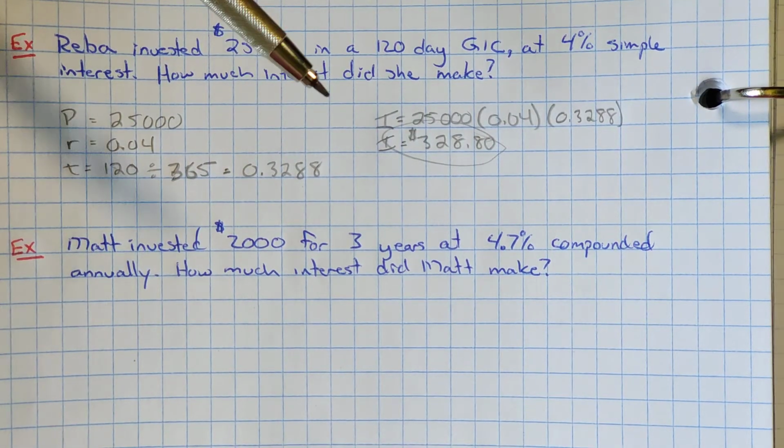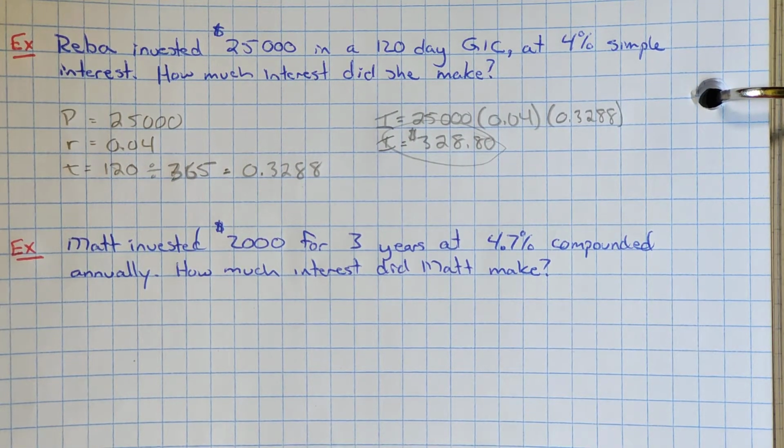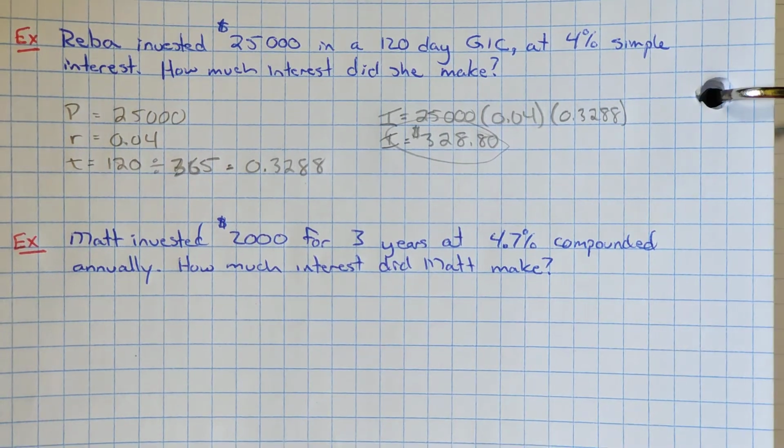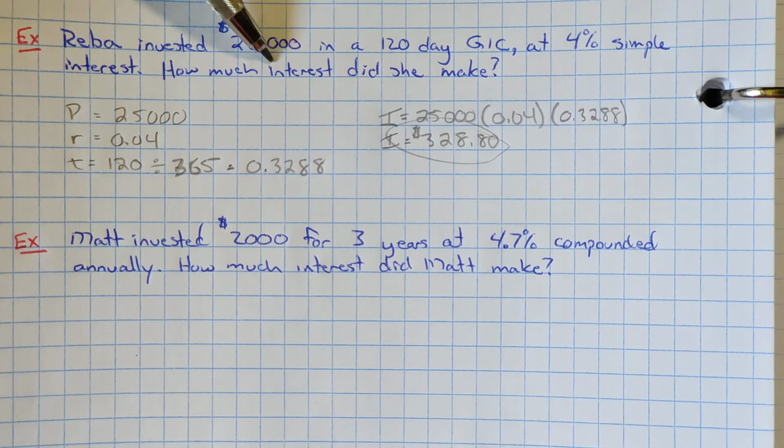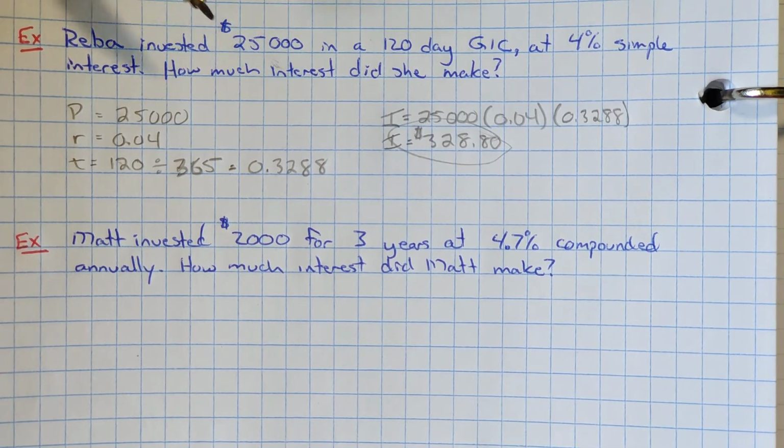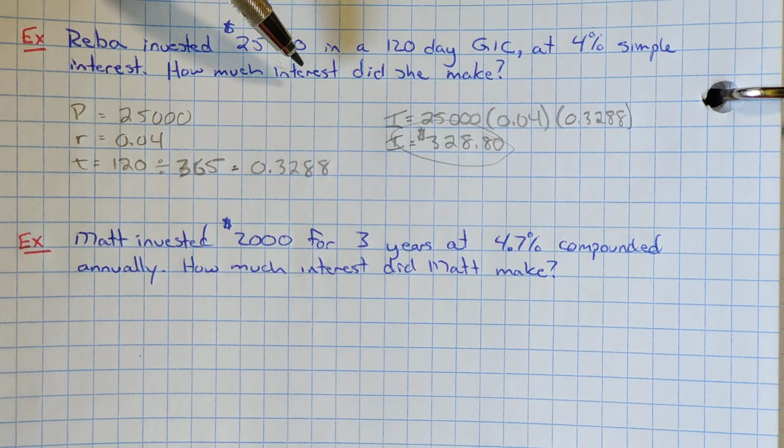Why aren't we adding in this case? Well, remember in the last case, we asked how much, what was his name? John had to pay back. John had to pay back money, so he had to pay back his original 45 plus the 3,000 and some dollars. In this case, we just want to know how much money did Reba make. So make sure you're reading your questions, paying attention if it's asking for the total amount or the interest.